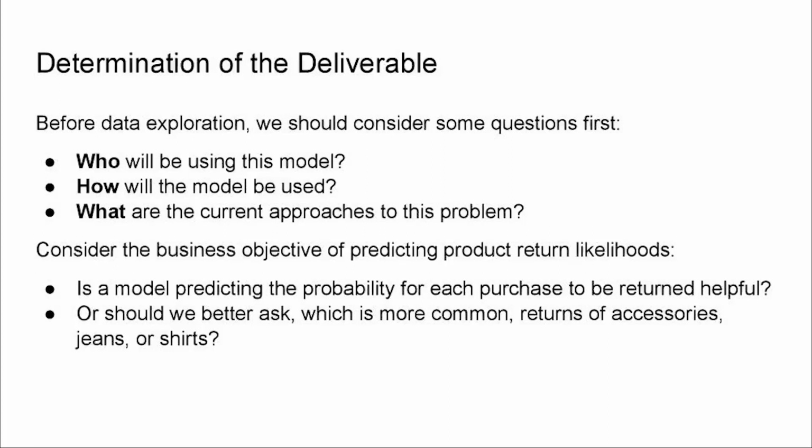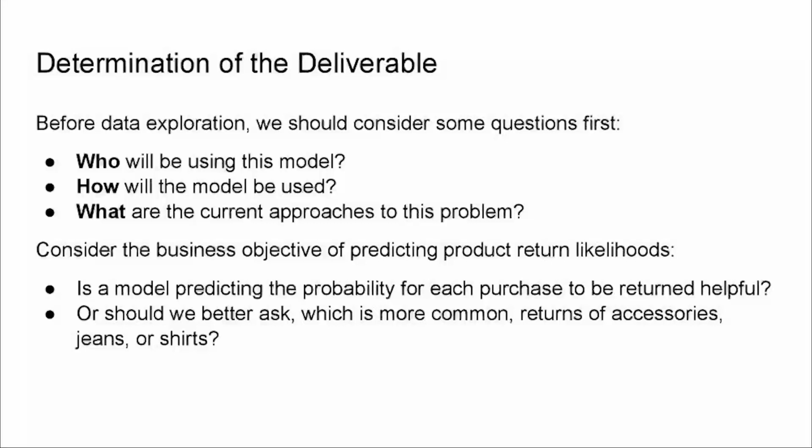Take the business objective of predicting return likelihoods. Is a model that predicts the probability of each purchase to be returned helpful? Not likely. However, in training a predictive model, we can understand the qualities of clothes that lead to returns. How common are returns of accessories versus jeans versus shirts? If we can understand the commonalities amongst clothes, maybe we'll discover commonalities between customers. We might be able to recommend clothes to customers based on the likelihood that these clothes won't be returned.